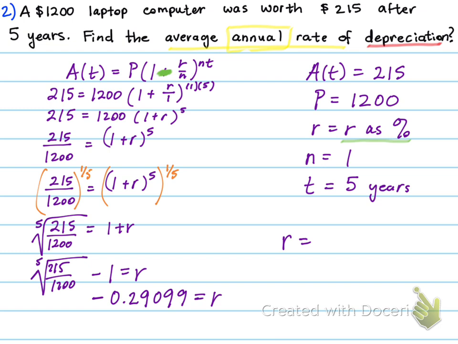In terms of this, we need to convert the decimal to a percent. So we multiply by 100, and you get 29. Oh, let me go back to the pen.